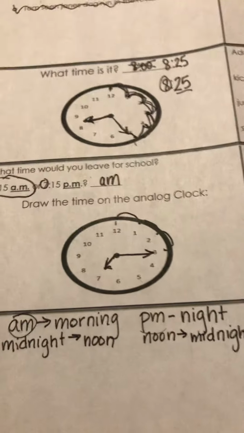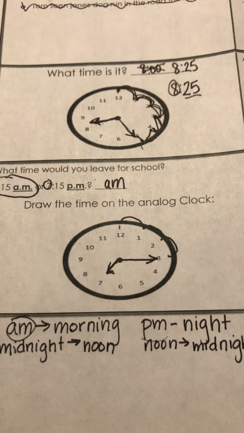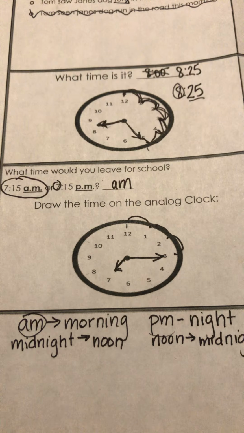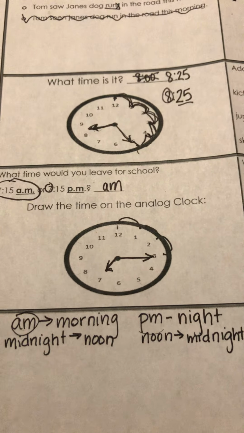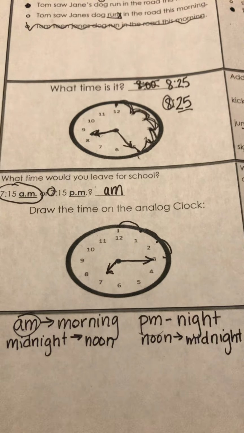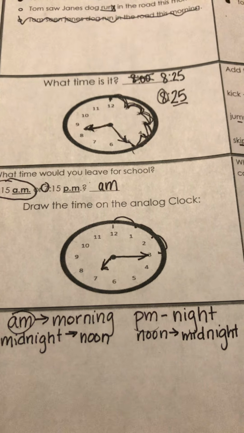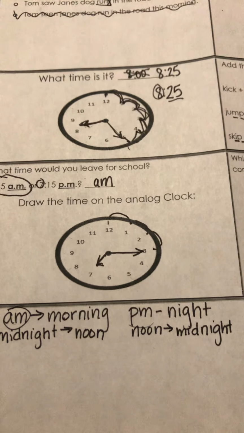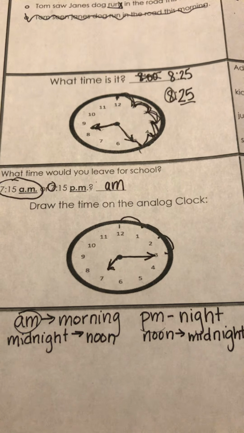All right, the next thing we're going to look at is the next question. What time would you leave for school? 7:15 a.m. or 7:15 p.m.? We're going to learn more about this in math soon, but a.m. means pretty much the morning time is what you guys are used to. But a.m. goes from midnight to noon, okay? p.m. goes from what you think of at night, from noon to midnight.